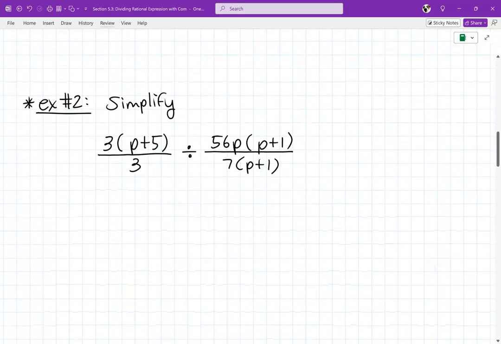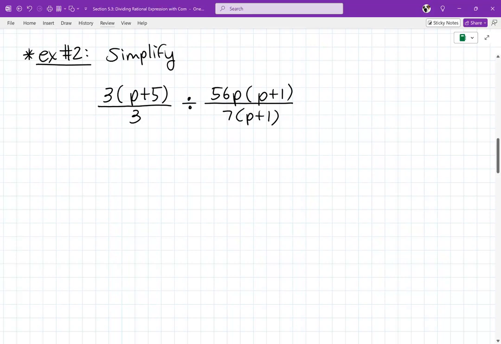Okay? So here's another one. Now I know this one looks a little bit more difficult, but remember what I told you guys, these are pre-factored for you. That means that they're easier. So they want us to simplify some fractions: 3 times (p plus 5) divided by 3, divided by 56p times (p plus 1) divided by 7 times (p plus 1). Now I know there's a lot of stuff you might want to cancel out, but just wait on the cancellation stuff. Because sometimes if you cancel too early, you might do it wrong.